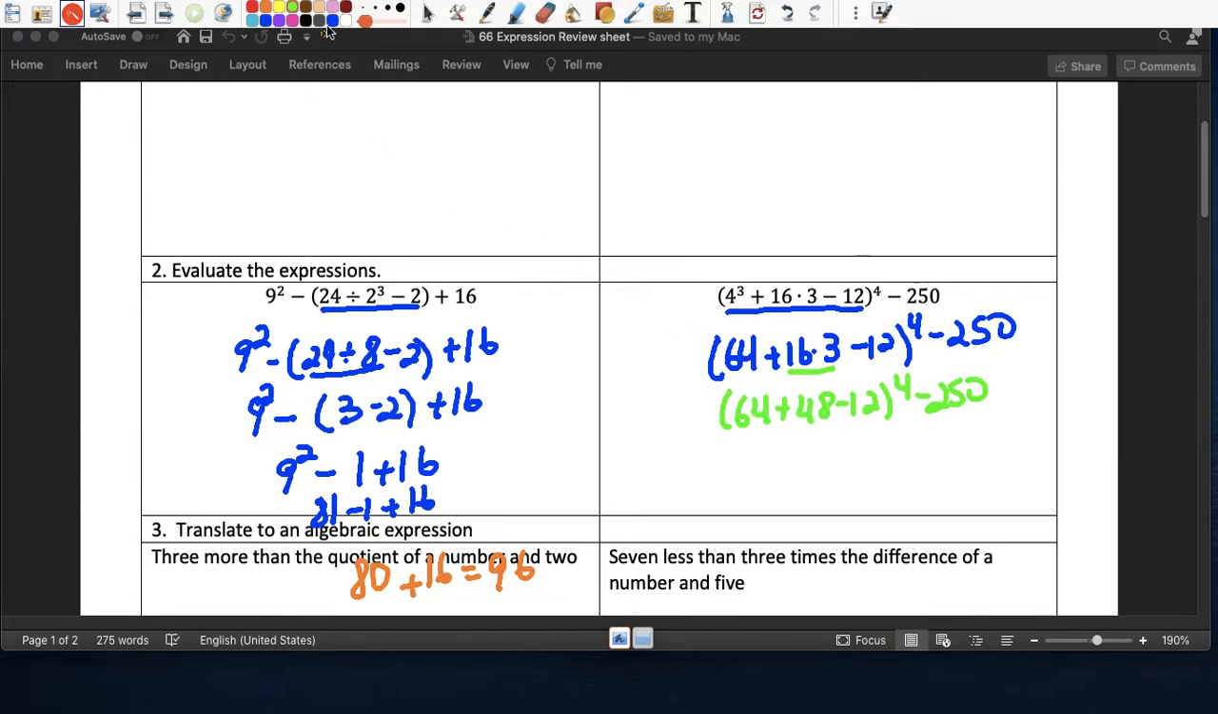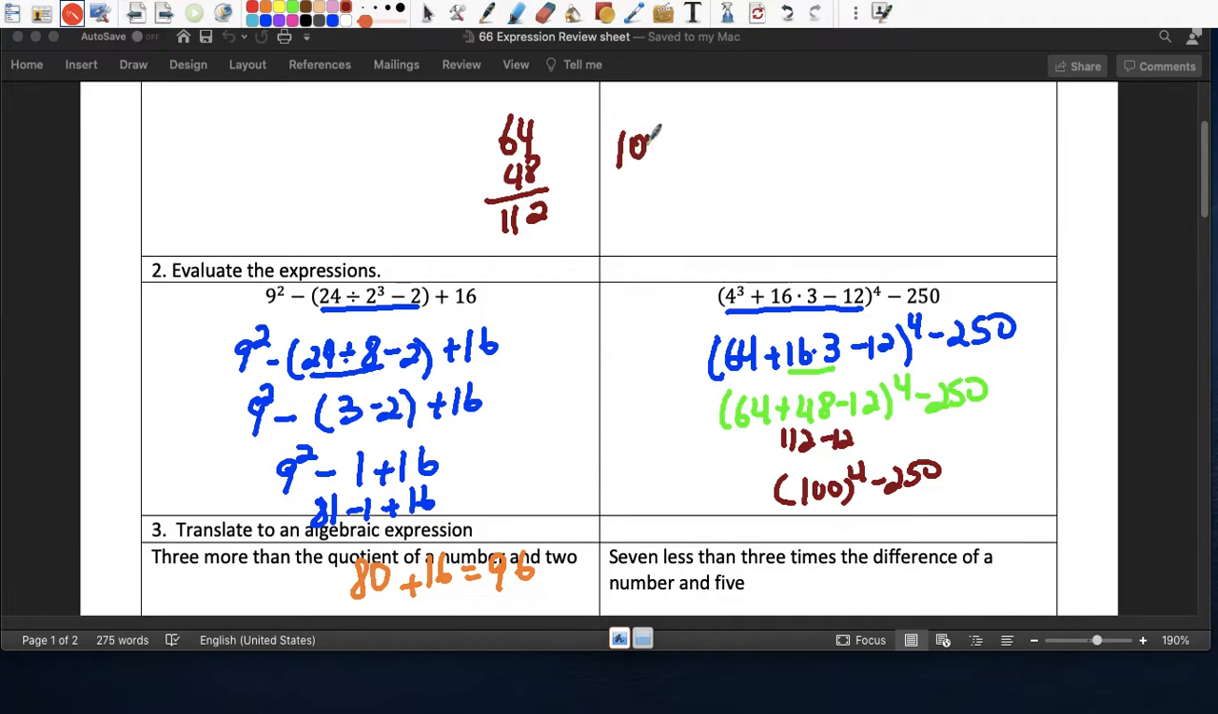Now I can do, I'm going to do this together, right? 64 plus 48, so let me do it over here. 64 plus 48 is 112. And 112 minus 12 is going to give me 100. So all that's going to be 100 to the 4th power minus 250.